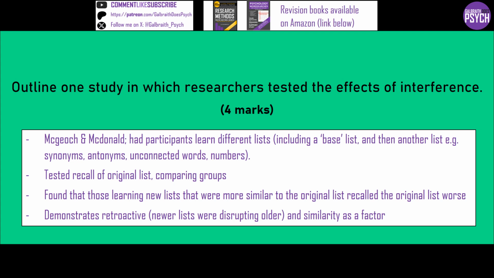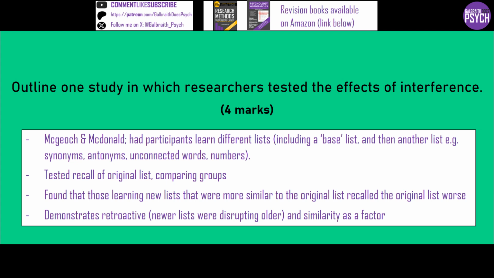So they used different word lists. They had an original list that they had to learn, maybe a base list, or I suppose an original list would do. And then they learned a different list, and that could have been a list of synonyms, so words that mean the same, a list of antonyms, so they mean the opposite, but they're obviously still connected. Just a list of other words, or numbers, or meaningless words, just some other different lists that varied in how similar they were to the original list.